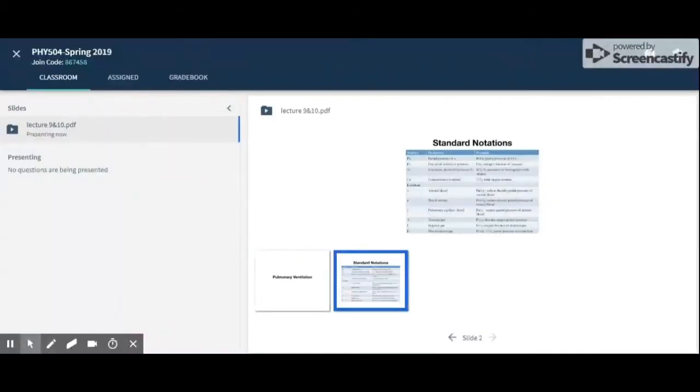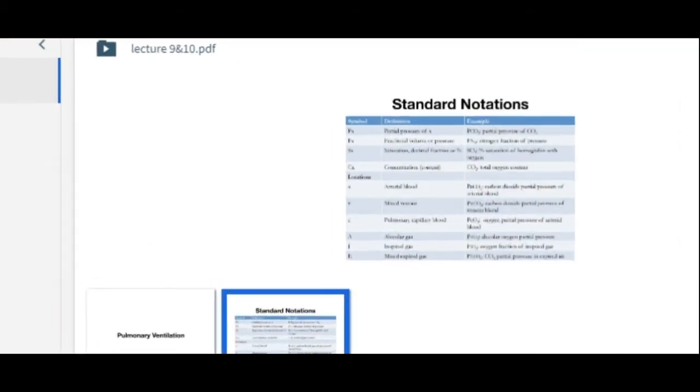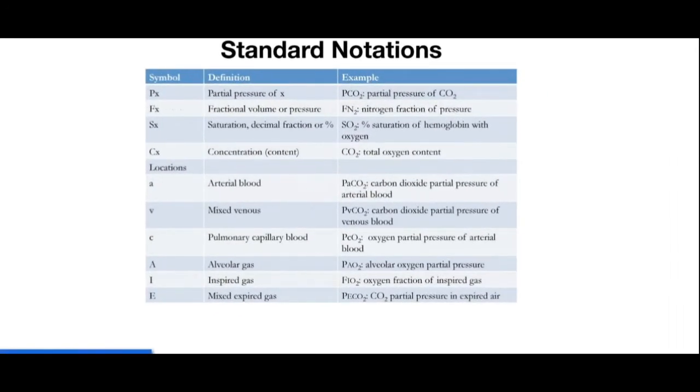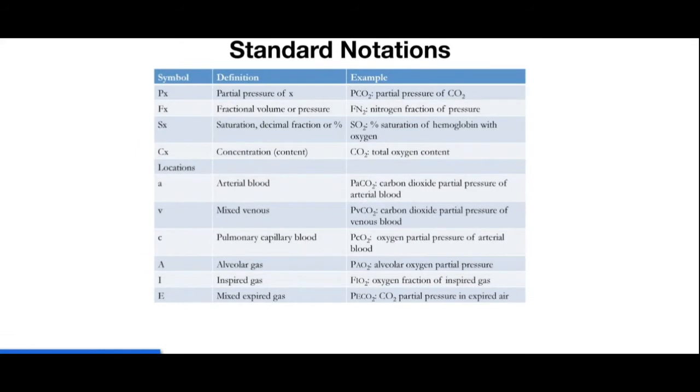So anytime we do any of these symbols, the P of whatever X is, that's going to be your partial pressure. The F is going to be the fractional volume or pressure, the fraction of that resides in air. What would be the fractional value for oxygen in the air we breathe? About 21%-ish, right? So it would be 0.21. So that would be the fraction of oxygen in the air you breathe. About 78% roughly for nitrogen. So, as a decimal, 0.78 for nitrogen, 0.21 for oxygen.